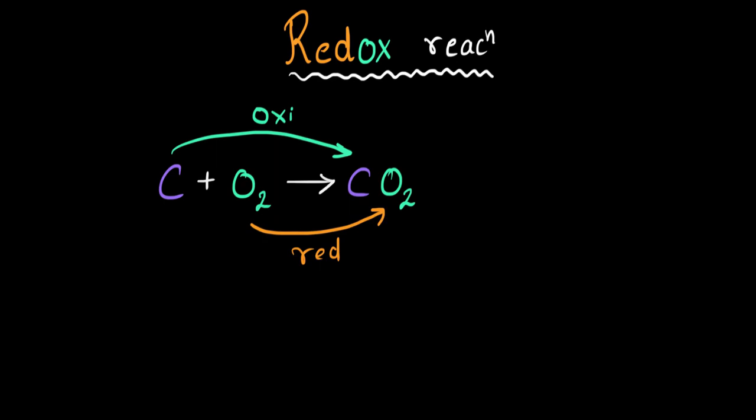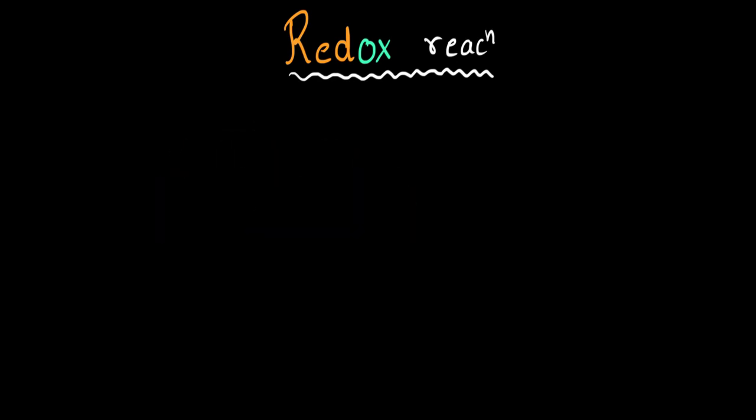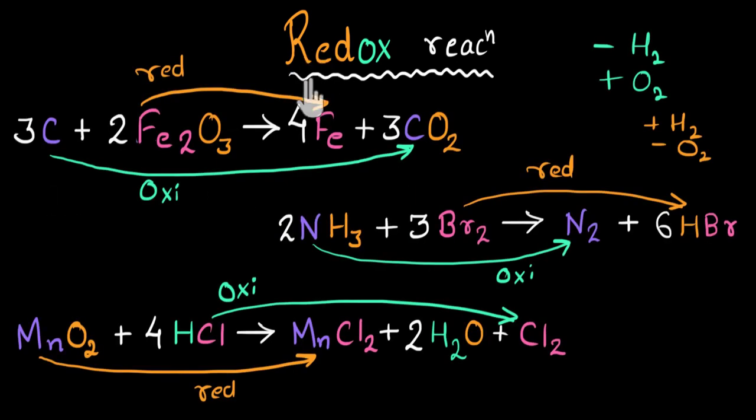So, okay, in this video, we spoke about what are redox reactions, basically reduction and oxidation happening together, and they always occur in pair. And we also saw some examples of it.